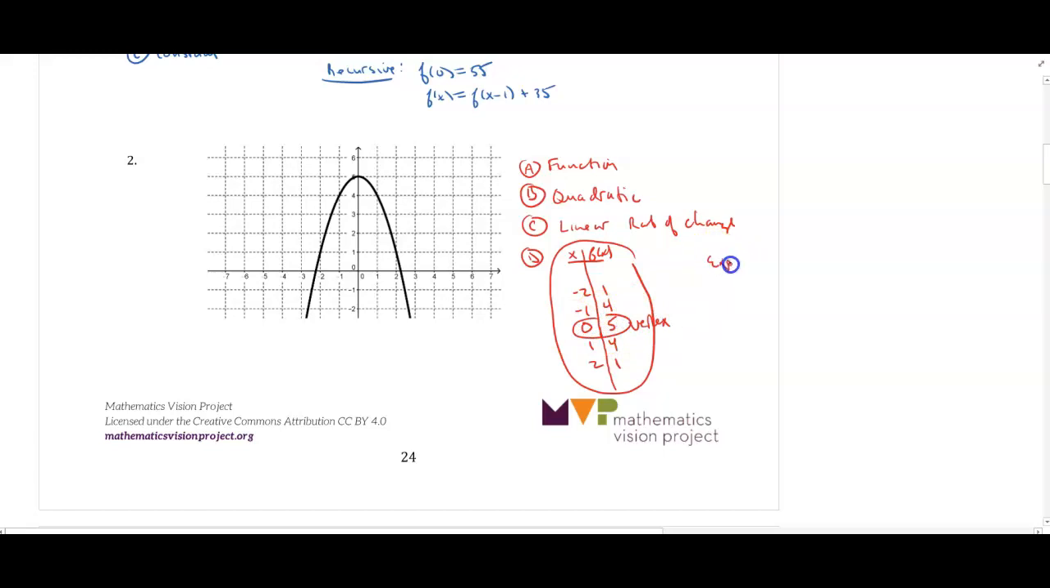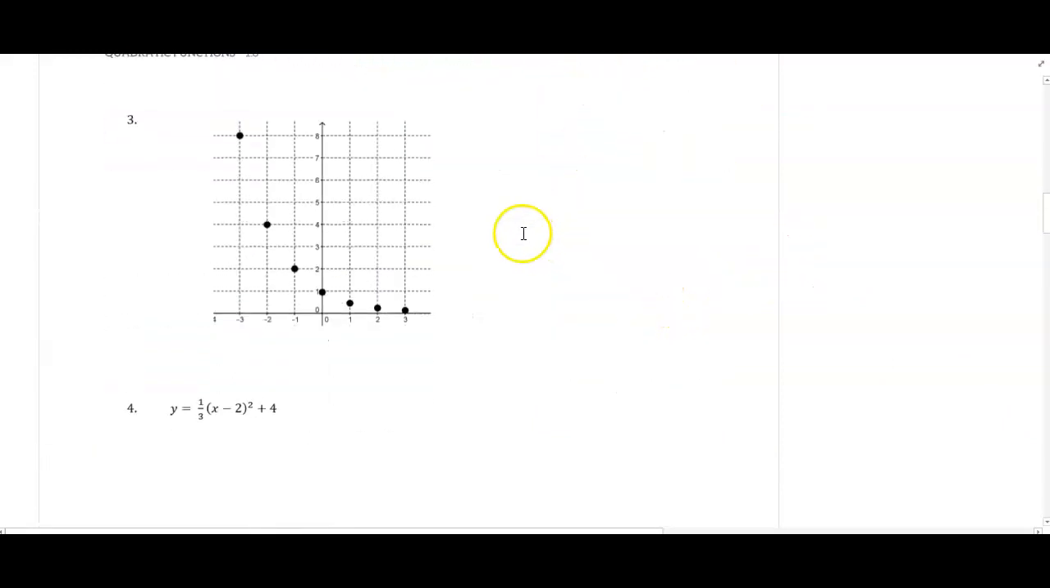Now, the explicit rule, if you wanted to write it, f of x equals, if you look, anytime it opens down like this, f of x equals negative x squared. So it's going to be negative ax squared plus bx plus c. And in this case, it would be negative x squared plus 5. If you don't understand the explicit, don't worry. We're going to talk about those more in Unit 2.